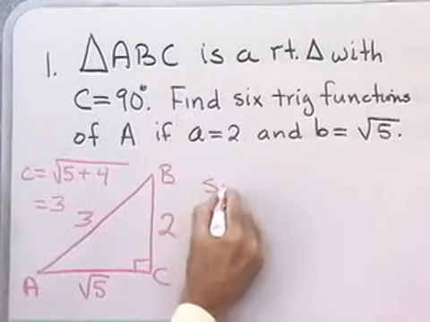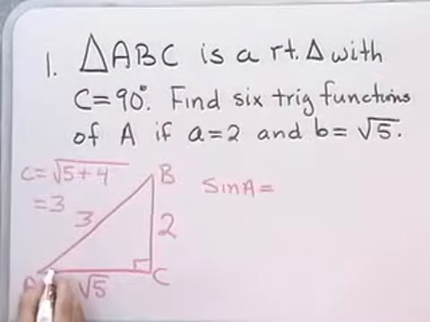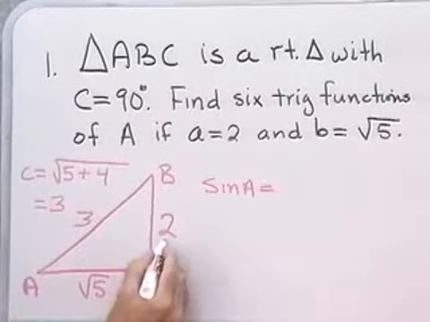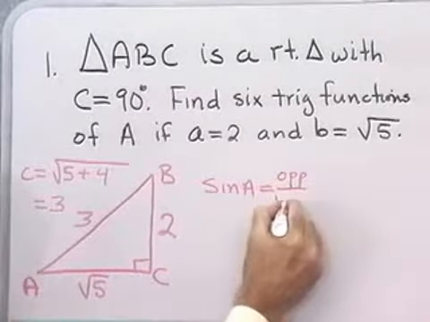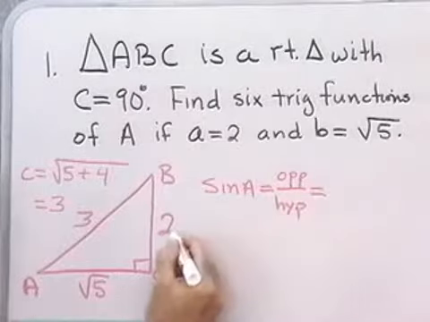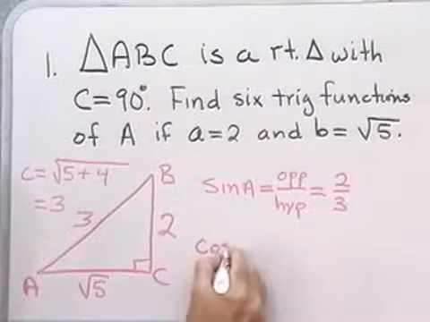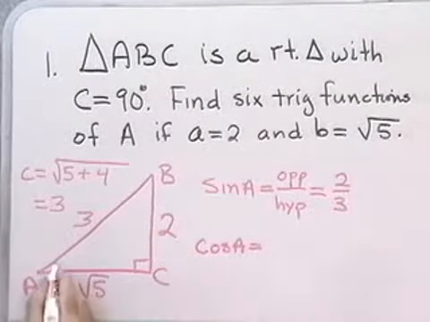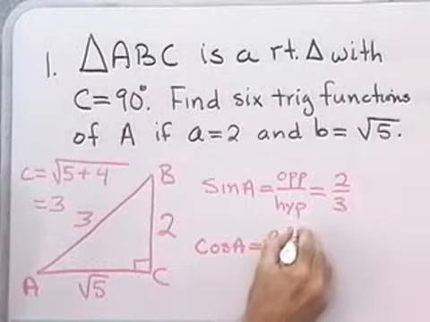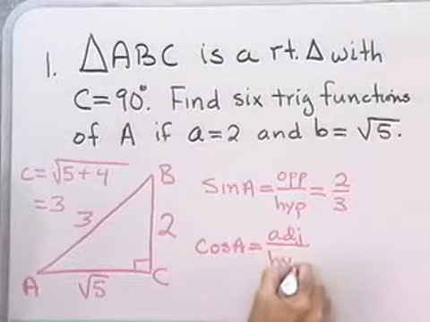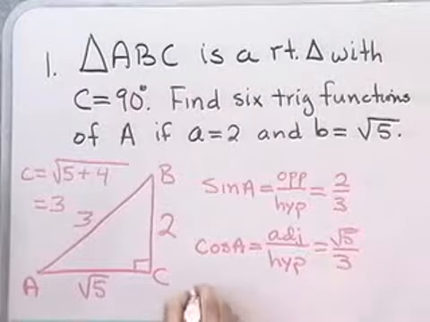Now, my sine of angle A. For angle A, the sine, by my definition 2 for the six trigonometric functions, is the side opposite divided by the hypotenuse. So opposite over hypotenuse, and that will be 2 divided by 3. Cosine of A. The cosine of angle A will be the side adjacent to A divided by the hypotenuse. So the adjacent side divided by the hypotenuse. So that will be square root 5 divided by 3.